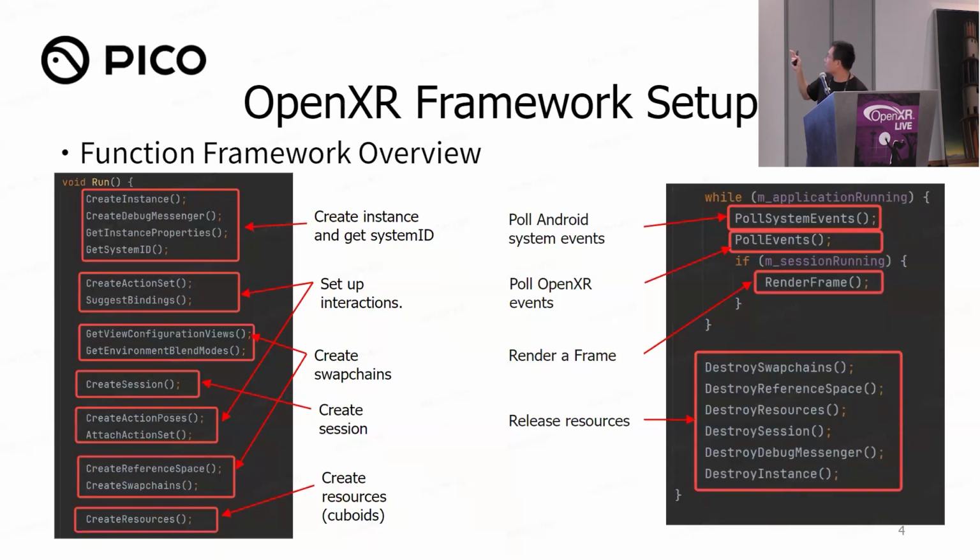And on the right part, we can see what will be done in each frame. The poll system event is an Android-specific function to handle the system platform events. And the poll event is to handle the OpenXR events. Okay, we also need to do some rendering work in the render frame function. And finally, we need to call the destroy functions to release the resources when the app stops.